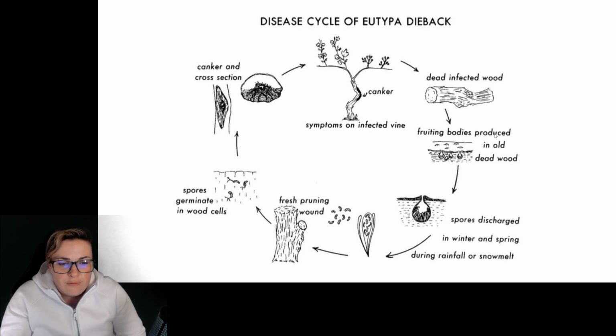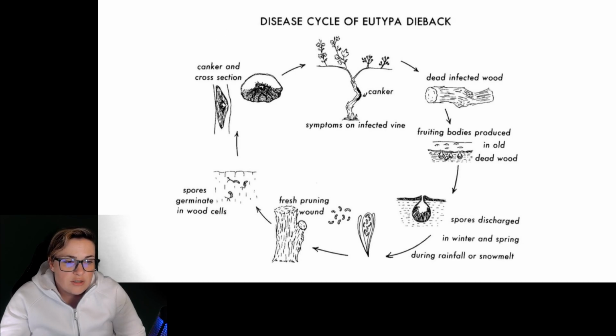Within that wood, we have fruiting bodies produced inside. Then the spores become discharged in the winter and spring during rainfall or snowmelt. And with that water, it's dispersed. Those spores go into a fresh, healthy pruning wound, and then it will start to embed itself. Spores will germinate in the wood cells, and then it creates a canker.